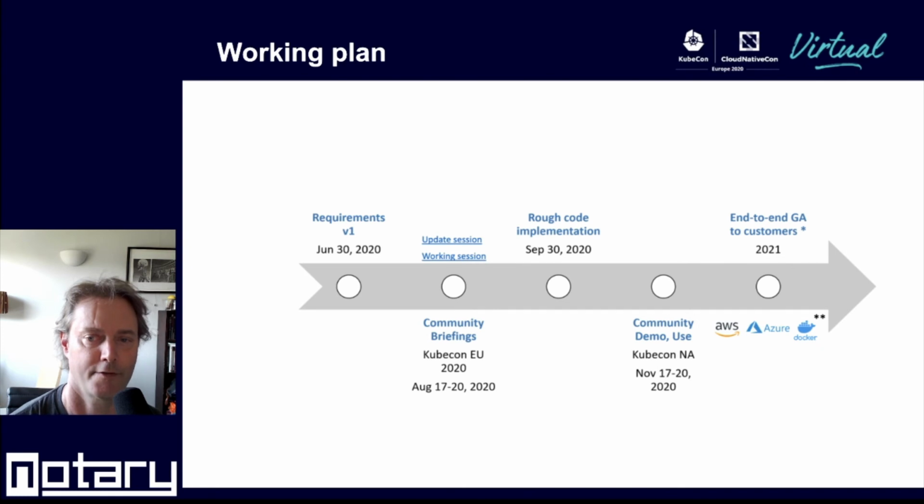We're looking to have rough code by the end of September, so two months really, in order to do demos for KubeCon North America towards the end of November, and then GA for next year. Microsoft and Amazon and Docker are looking to GA next year, and also other people as well. We're working with a big community of all the people who are running registries, really. So we're hoping to have more than just that.